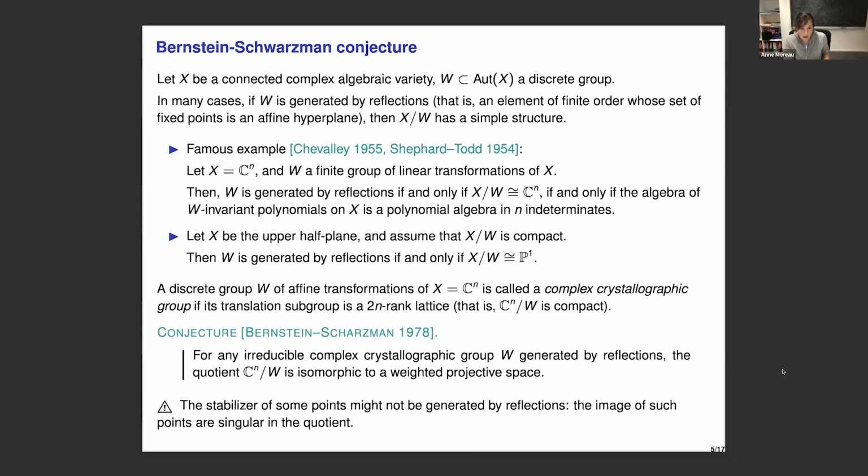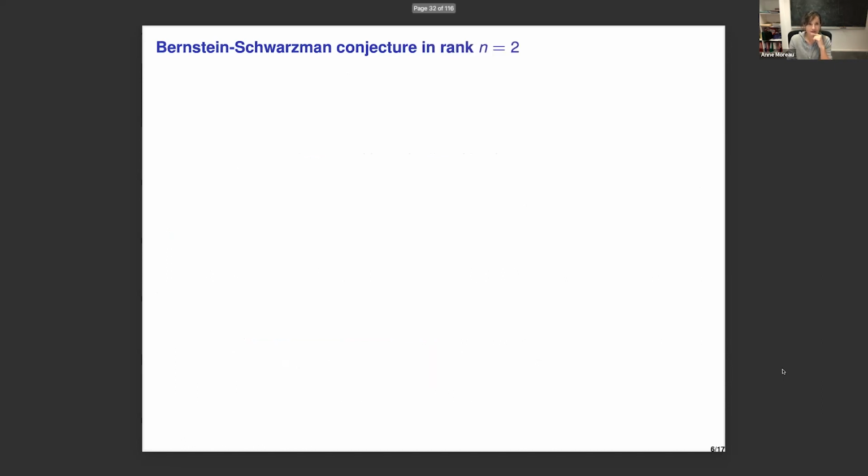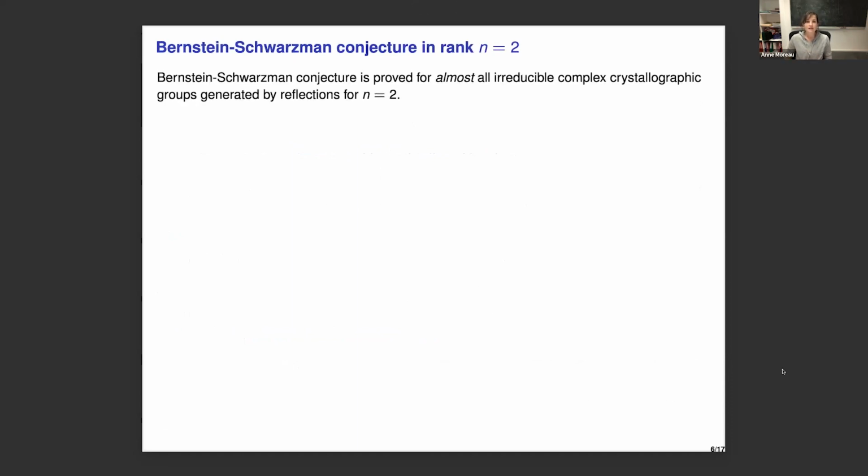All right, so now I would like to explain that this conjecture has been proved in some particular cases. Also, it's still open in full generality. So I would like to first discuss the n is equal to 2 case. Any questions so far? All right, so I would like to discuss the conjecture in rank 2. So in fact, here the conjecture is essentially proved, but unfortunately we need to keep "almost".